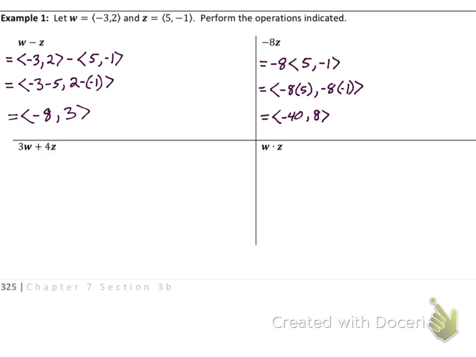Okay, sometimes we have to do things in a couple different parts. This one is 3W plus 4Z. So the first thing I need to do is figure out what 3W is and what 4Z is. So we're going to do 3W, which is going to equal 3 times the vector W, which is negative 3, 2. Well, that's going to equal 3 times a negative 3, which is negative 9, and 3 times 2, which is 6.